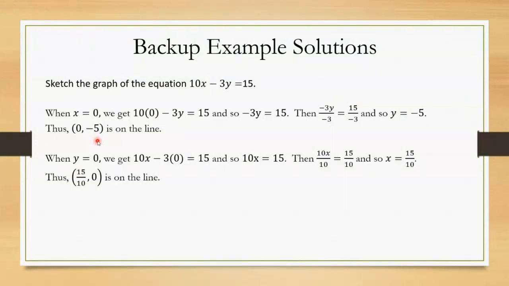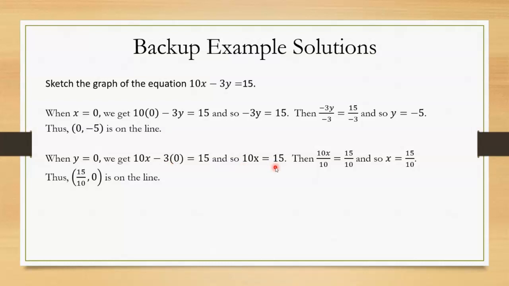Good. We get another point on the line, don't we? So again, I chose y to be 0. If you choose something different, that's cool. I mean, that's fine. Okay. So when y is 0, I get 10 times x minus 3 times 0 is 15. 3 times 0 is 0. You get 10x equals 15.